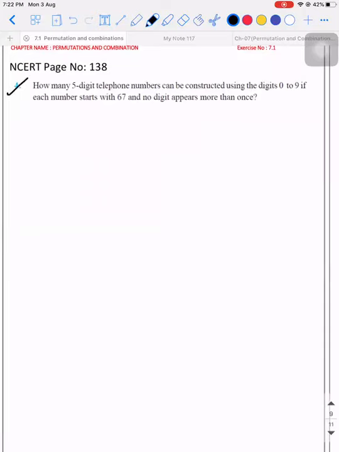Next. How many 5-digit telephone numbers can be constructed using the digits 0 to 9 if each number starts with 6, 7 and no digit appears more than once? Means no repetition is allowed. This word says no repetition. And what is the condition imposed? Each number should start only with 6, 7.